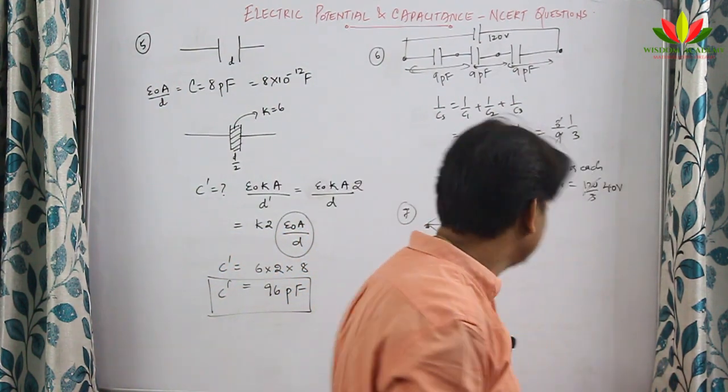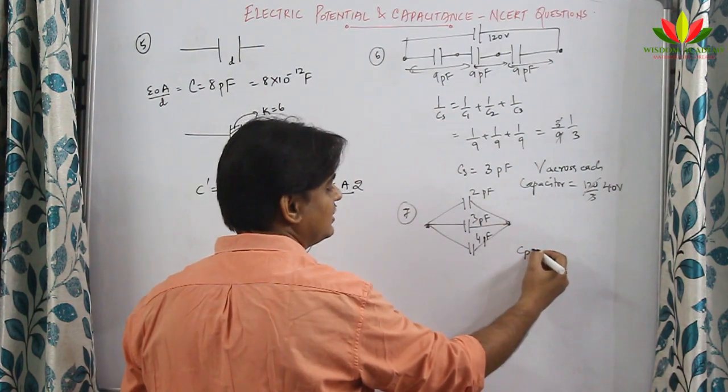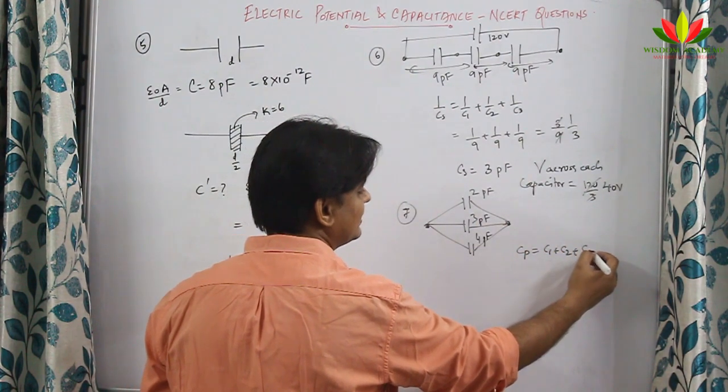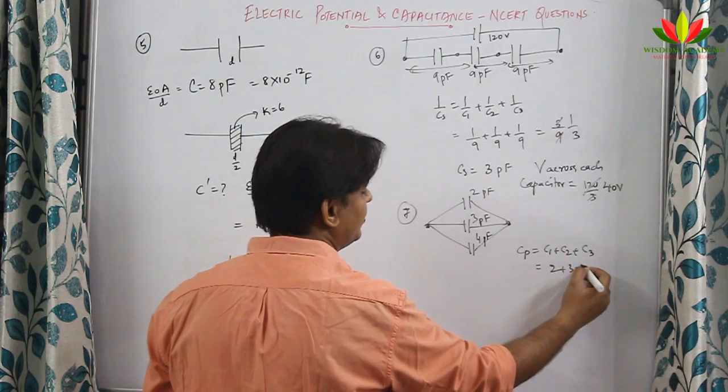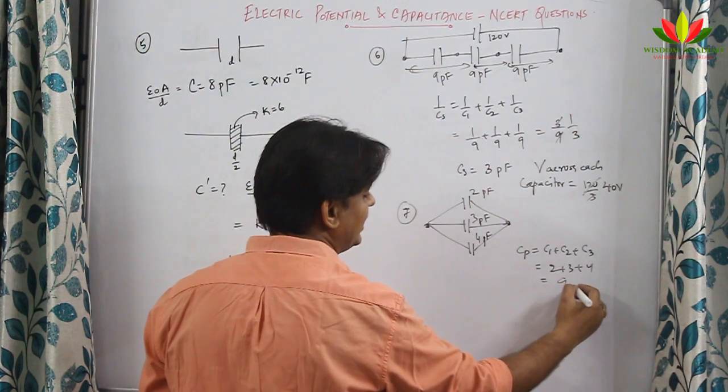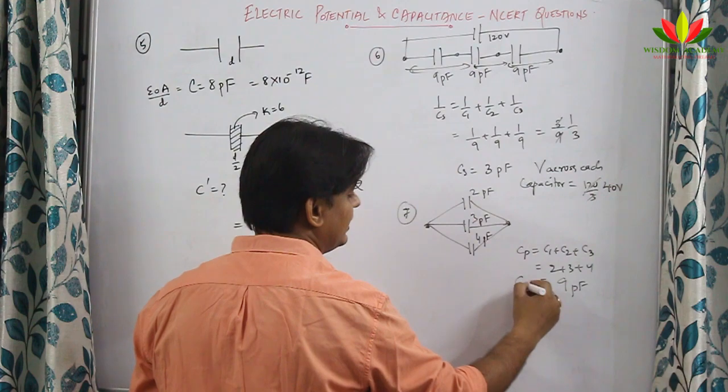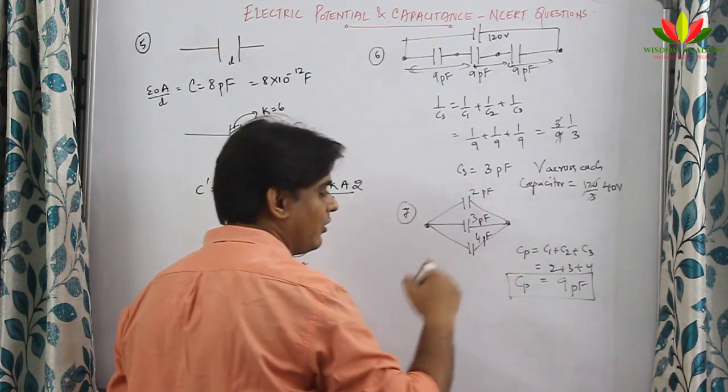So what is the total capacitance? We know that for parallel, C parallel is equal to C1 plus C2 plus C3. So 2 plus 3 plus 4 is equal to 9 picofarad. So 9 picofarad will be the net capacitance of all these 3.